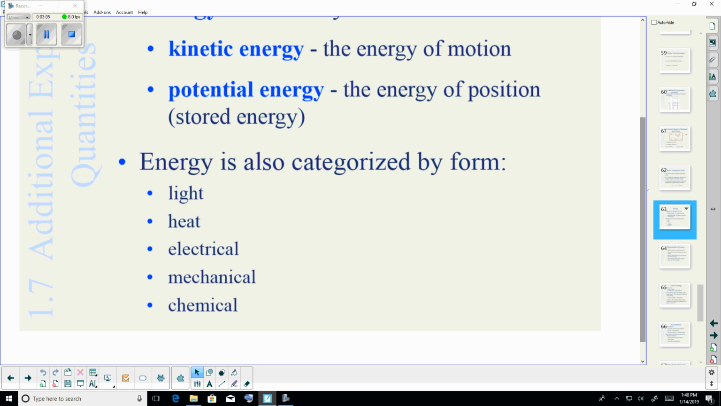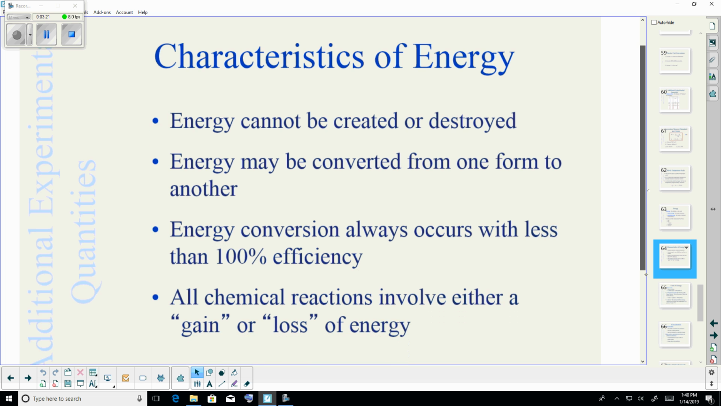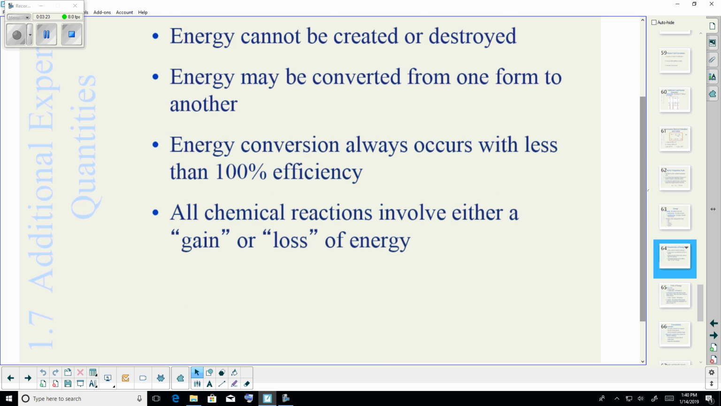The law of conservation of energy says the energy of the universe is constant. We don't make new energy. We don't lose energy. It's just converted from one form to the other. And the conversion is always less than 100% efficient. And all chemical reactions involve either a gain or loss of energy.